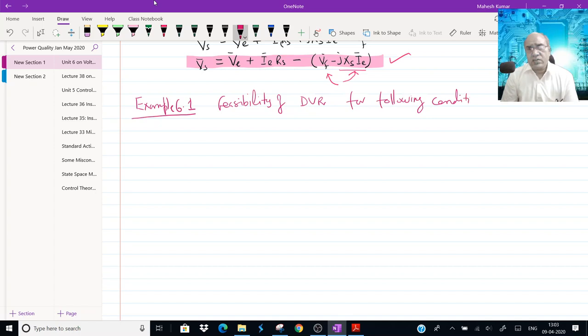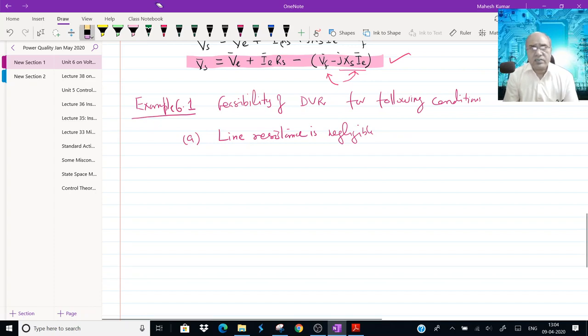Number one is, we have a system, I have drawn my diagram earlier, and in that system there are two conditions. Number one, the line resistance is negligible. So line resistance is negligible. That is RL equal to RS equal to zero.